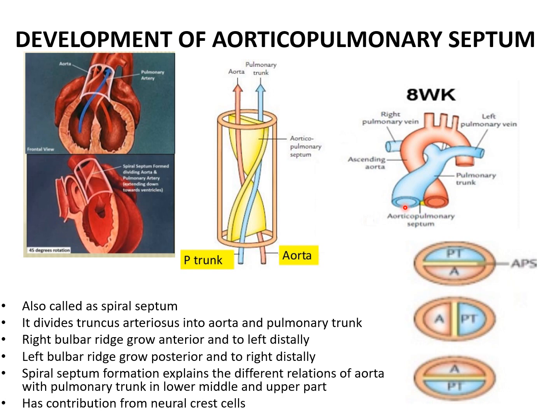As we can see here, the pulmonary trunk is initially anterior, then to the left, and then posterior to the aorta. So here we have taken sections at various levels, say at the lower level, then at the middle level, and then the upper level of the truncus arteriosus, where we can see various relations, which explains the relations in adults also.